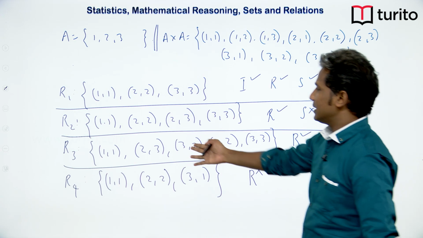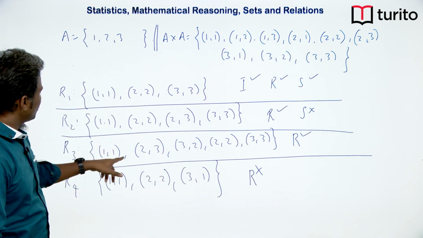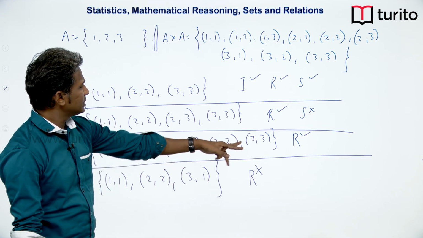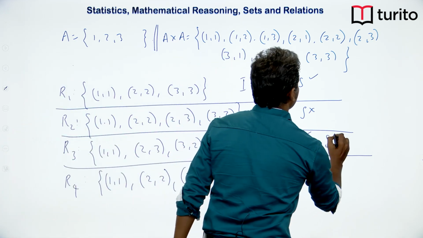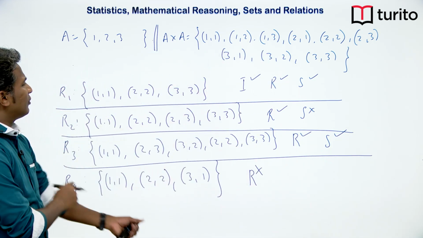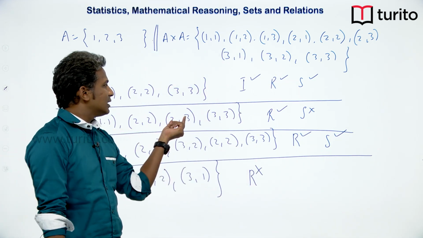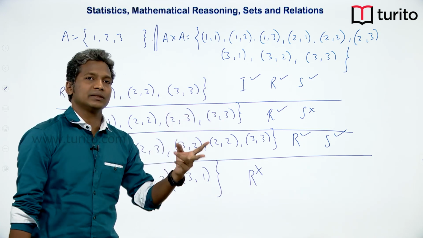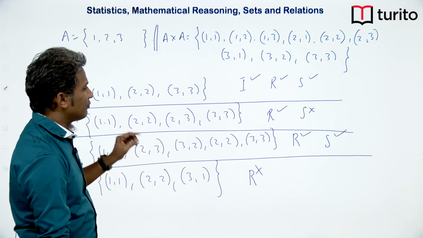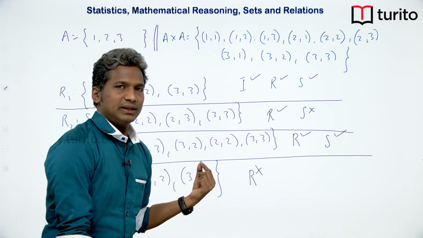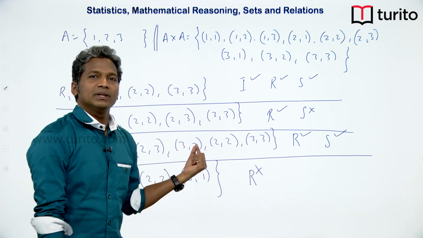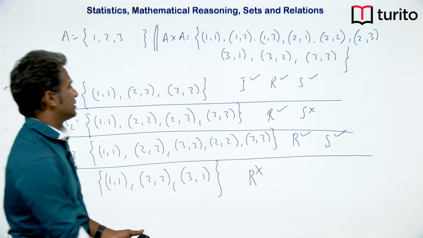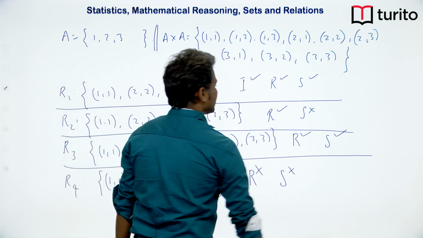Similarly, check here: 1 comma 1 is there, 2 comma 3 is there, so 3 comma 2 must be there, and it is already there, as are 2 comma 2 and 3 comma 3. So, this is a symmetric relation. Even if we have one element whose reflection is not in the set, where reflection means swapping x and y, then it is not symmetric. Similarly, the last one, if we check, is also not symmetric.